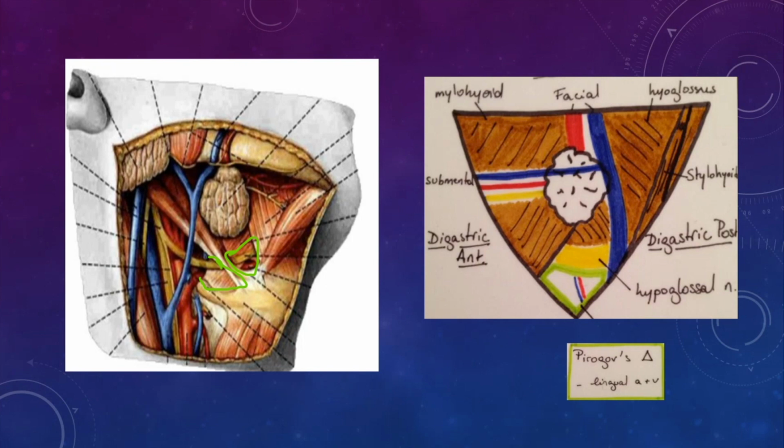Now, for the Pirogov triangle, we see that it's bordered by the hypoglossal nerve arch and by the intermediate tendon of the digastric muscle. We can find the lingual vessels coursing through this region.